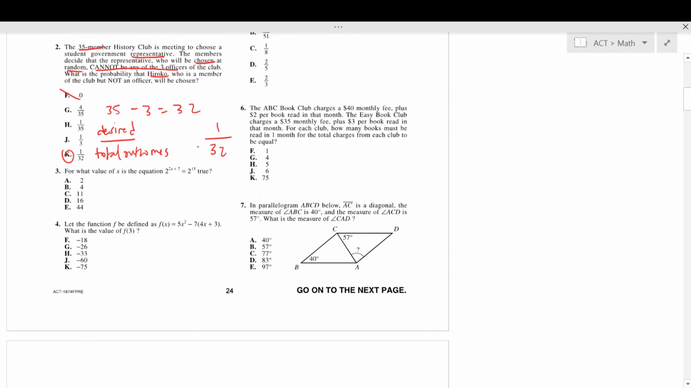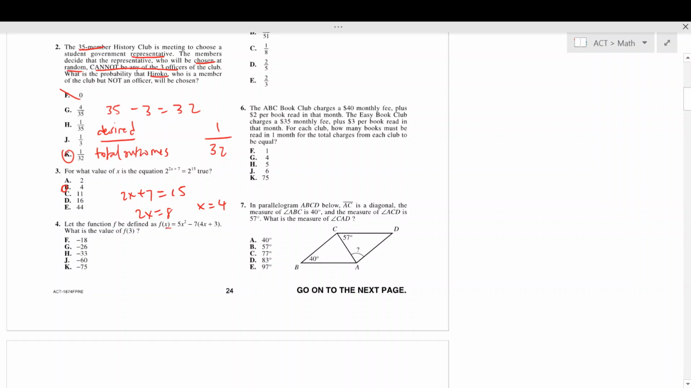For what value of x is this equation true? So for this to be true, let's see. We have 2 to the power equals 2 to the 15. So for this to be true, then 2x plus 7 must equal 15. Otherwise, it can't be true. So now we just solve the equation. We solve for x. So we subtract 7 on both sides. We get 2x equals 8. And then divide by 2 on both sides, and we get x equals 4.